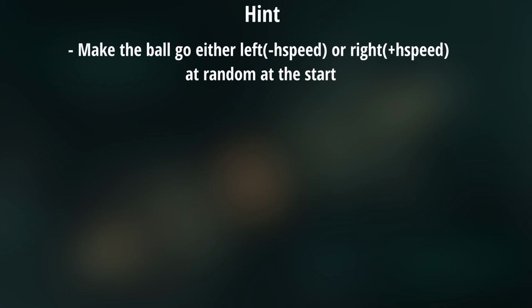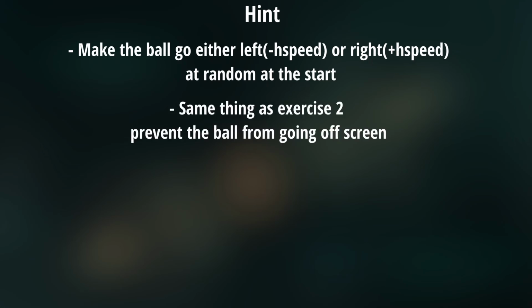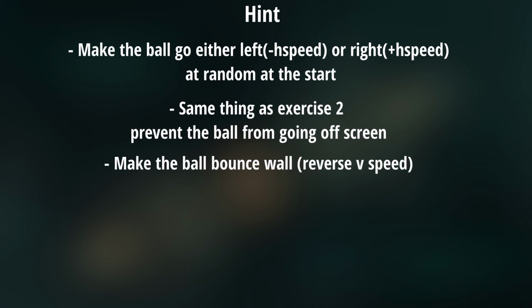In other terms that might help you, you need to randomize the ball at the start to either go left, negative H speed, or right, positive H speed. Take what you learned in exercise 2, prevent the ball from going off screen the same way as exercise 2, and make the ball bounce off the wall.